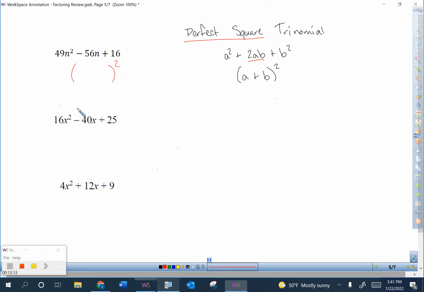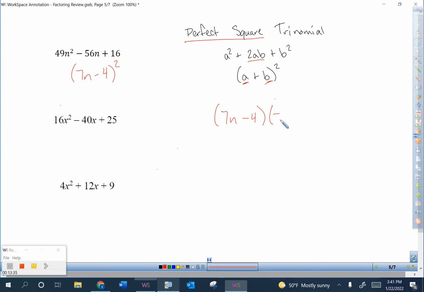You're going to start with a parenthesis squared, and this a and the b are just the square roots of the numbers you see. So the square root of 49n squared is 7n, the square root of 16 is 4, and we just have to match the sign in the middle, and that's factored form. Let me just show you why it works here going forward.